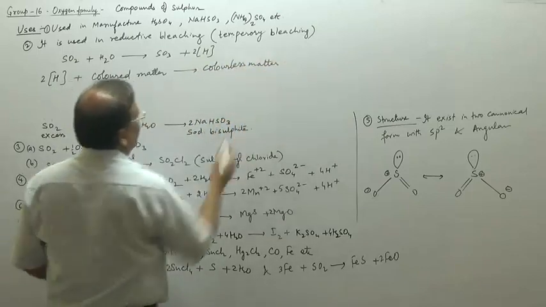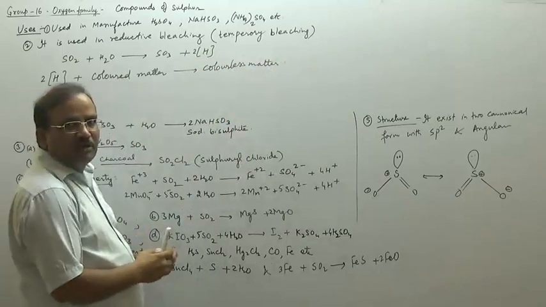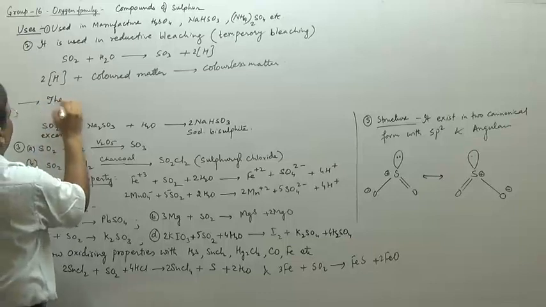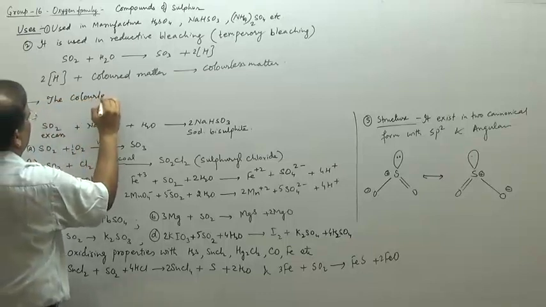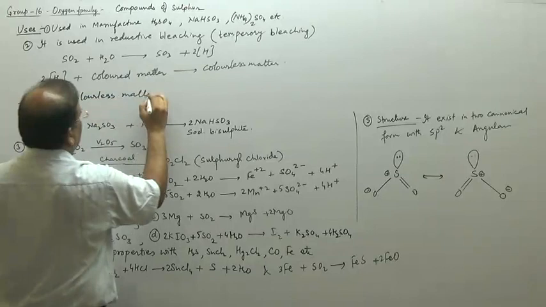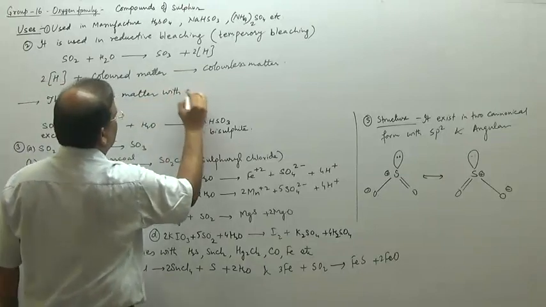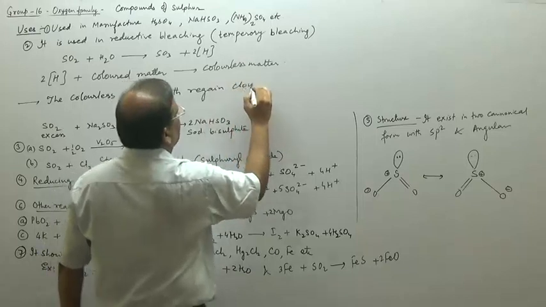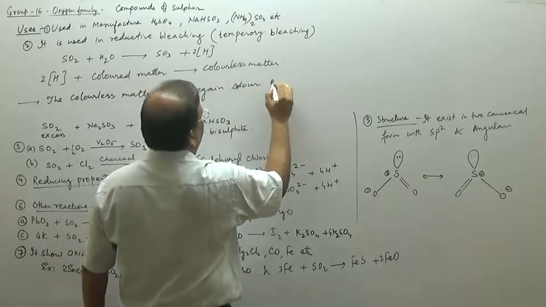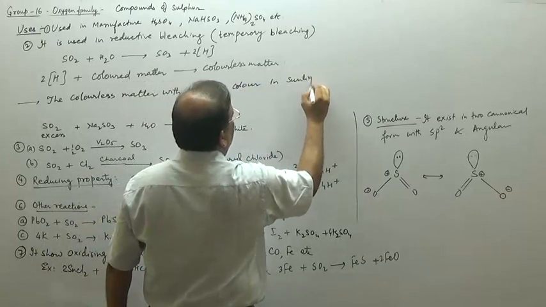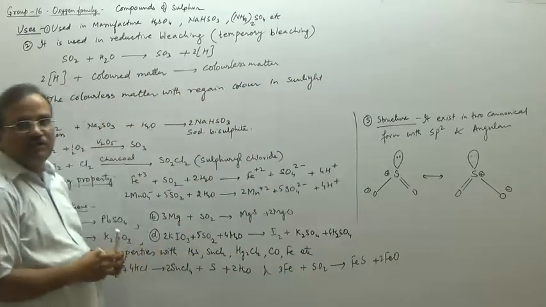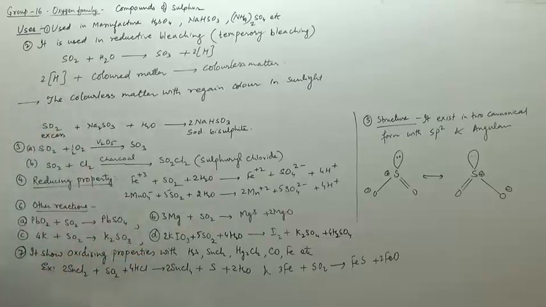This colorless matter will again regain its color in presence of sunlight or on heating, that is, the color returns in sunlight or by chemical reaction. So that is why it is called reductive bleaching and temporary bleaching.